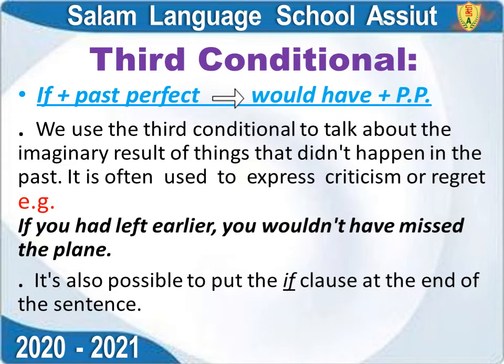Okay, of course you can use the if clause at the end. For example, you can say you wouldn't have missed the plane if you had left earlier. Remember well that the third conditional refers to the past, and it always refers to something which includes criticism or regret. If I say, if I had studied hard, I would have got high marks, I try to express regret for that. I didn't study well and I didn't get high marks. You understand?